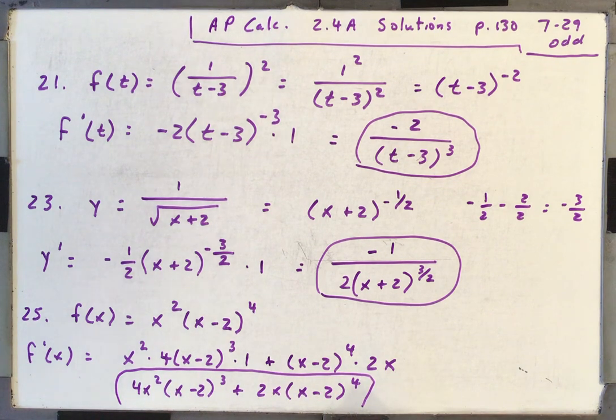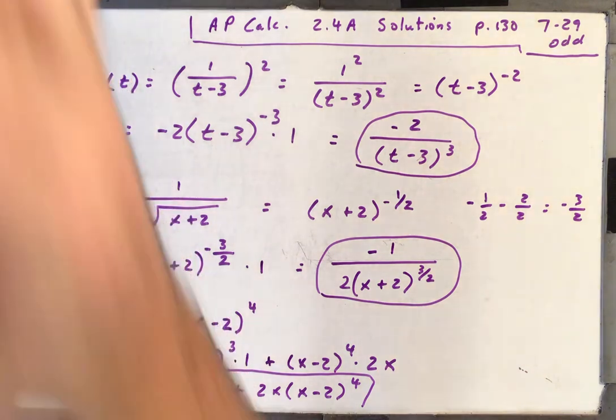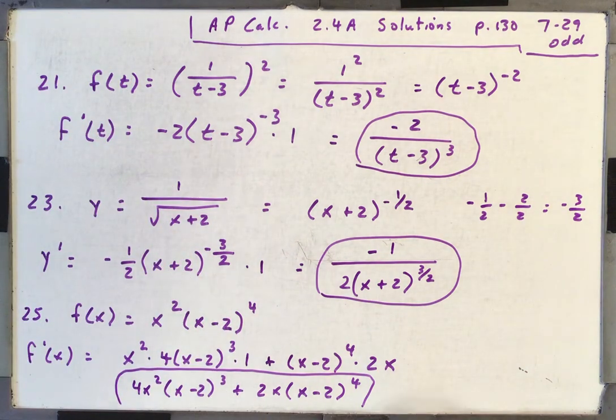And that is a perfectly acceptable way to leave it. Who knows what the book does? They probably factor out an x minus 2 all cubed, but you do not have to take it that far. This is perfectly fine for me on a test. All right.